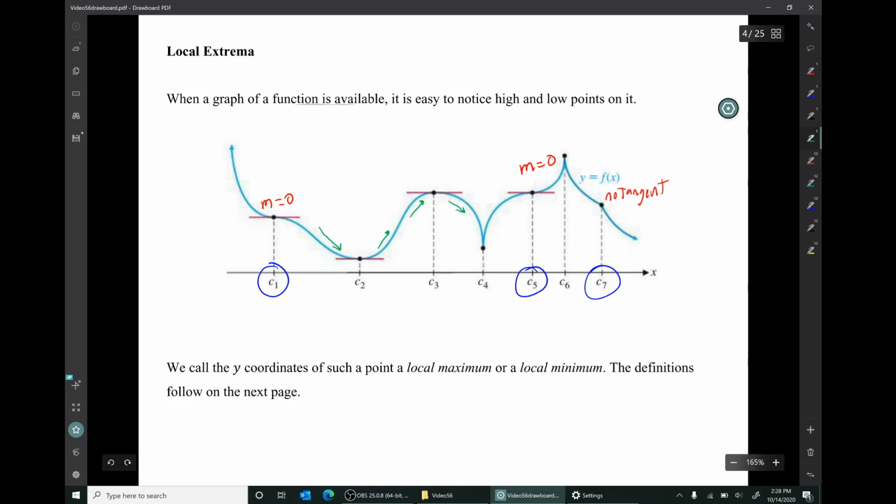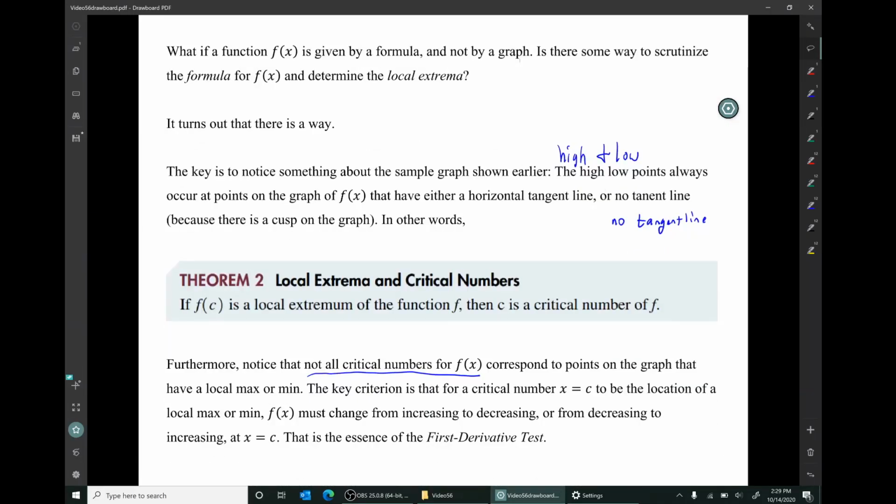So for an x value to be a location where there's a max or a min, the x value has to be a critical number and the function has to change from increasing to decreasing or change from decreasing to increasing at that x value. So that's this observation here. F of x must change from increasing to decreasing at that x value or from decreasing to increasing. So that's the essence of what's called the first derivative test.